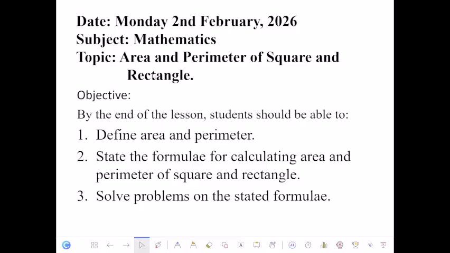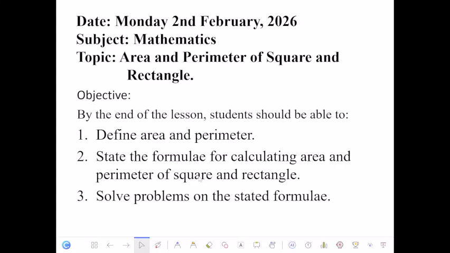And in today's lesson we are looking at area and perimeter of square and rectangle. So today is Monday, 2nd of February 2026. Our target for today's lesson is that we should be able to define area and perimeter. We should be able to state the formula for calculating area and perimeter of square and rectangle. Then we should be able to solve simple problems based on these formulas we have stated.